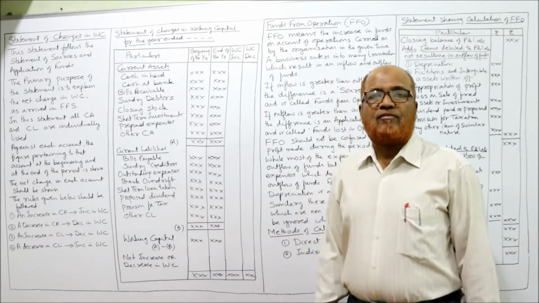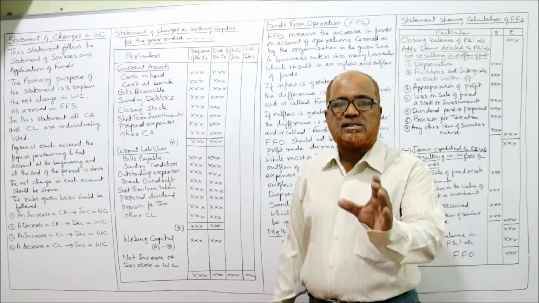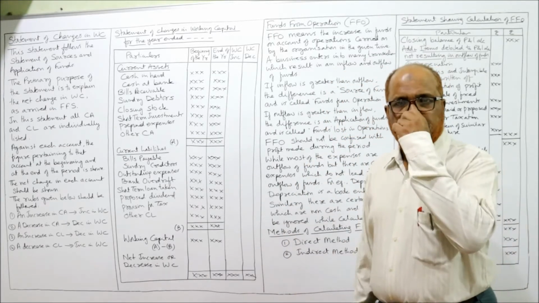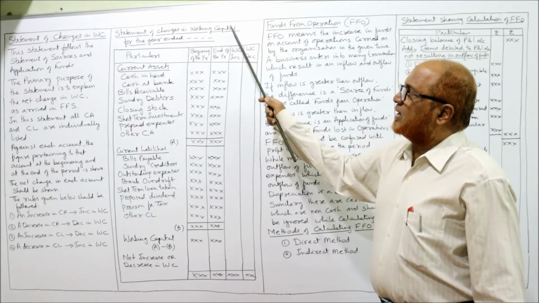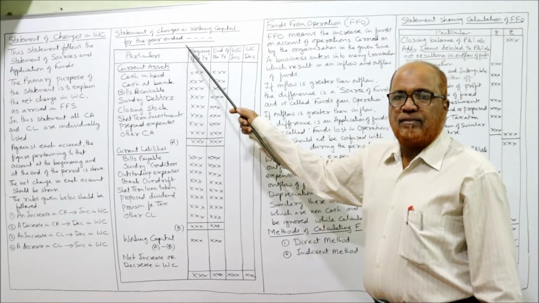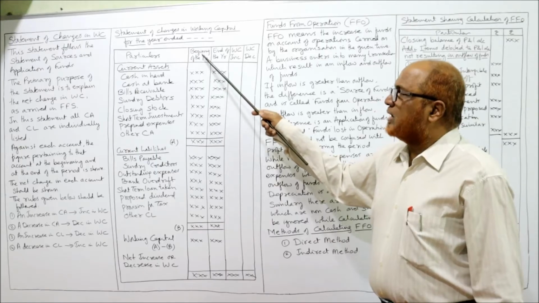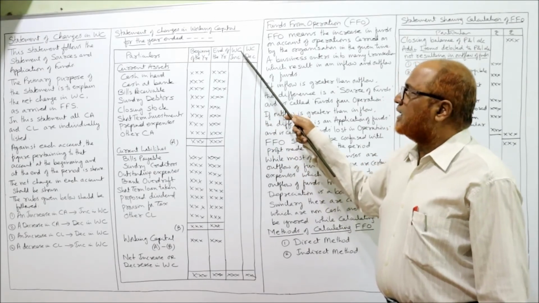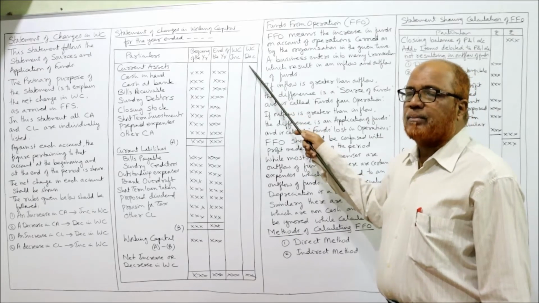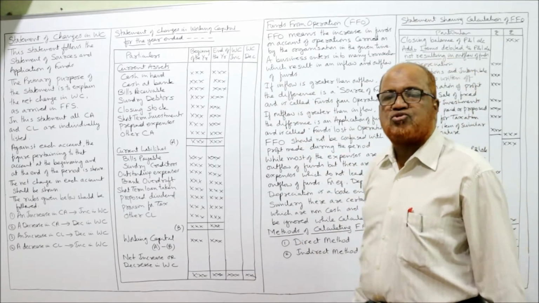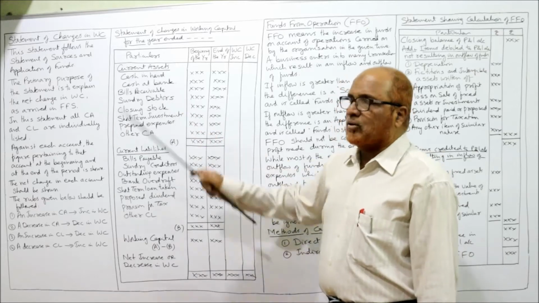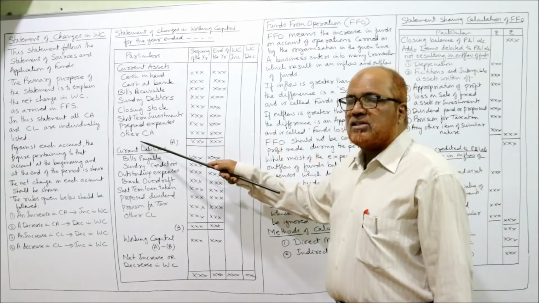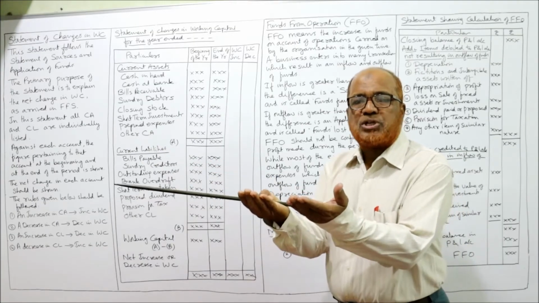Now I am going to show the format, how this statement of changes in working capital will be shown. Here I have taken, first of all, the statement of changes in working capital for the year ended. We will write down the year. 4 columns we require: beginning of the year, end of the year, working capital increase, working capital decrease. 4 columns at the extreme right-hand side. Now particulars. We take current assets. All the current assets we will list down. Compare the 2 balance sheets.